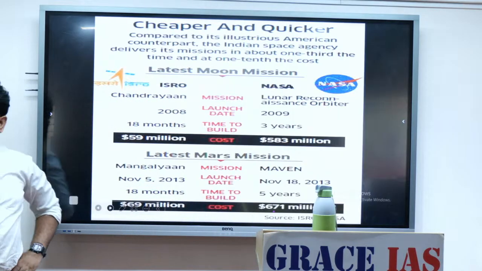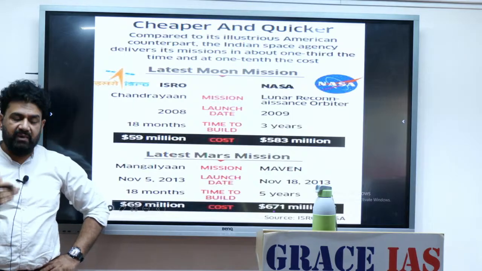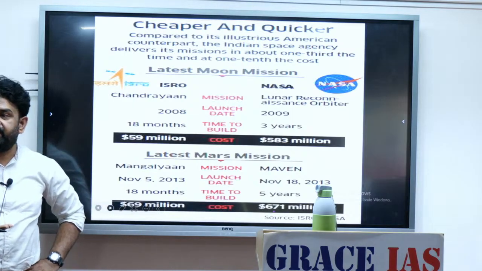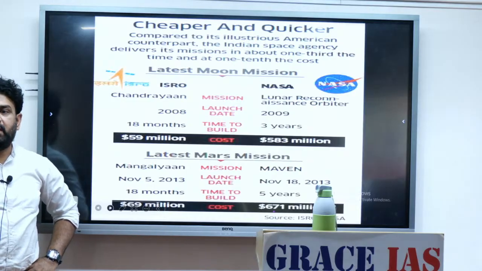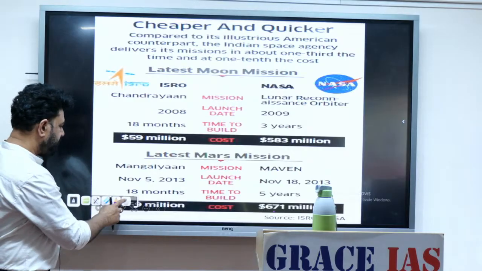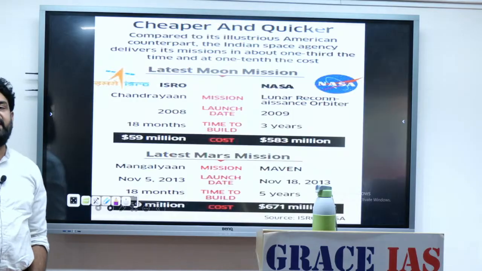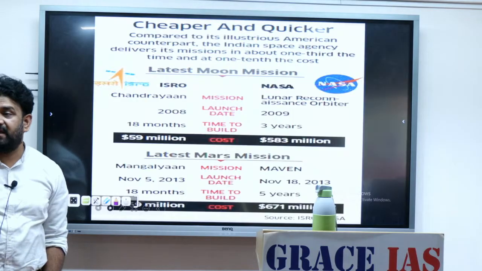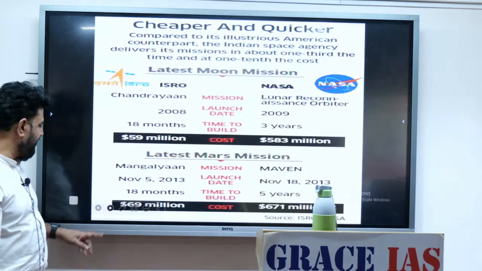NASA people are surprised. How can you build and send a satellite at 1/10 of our cost? That means we rely on technology more, not on showing off our expenses. We cut down unnecessary expenses. But again, it depends. Many Indians go to America to become astronauts in NASA because they pay well. But you know, things are very different.